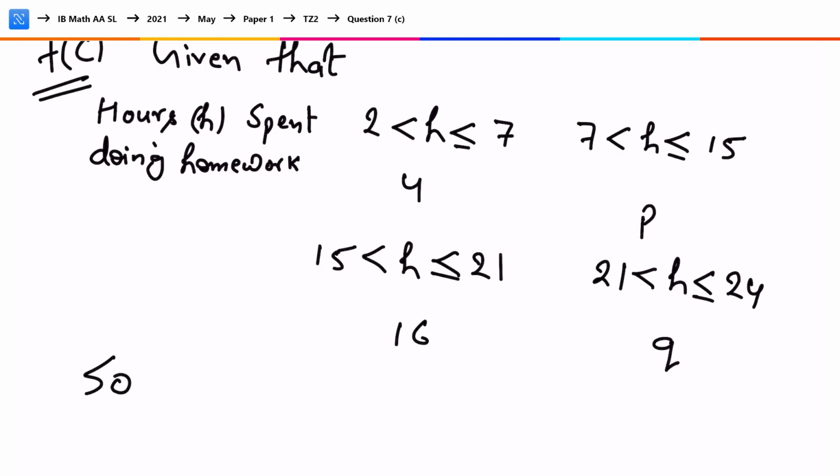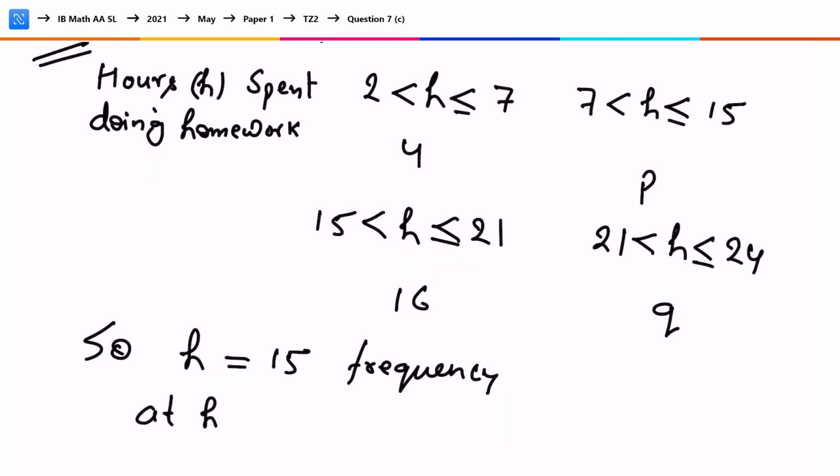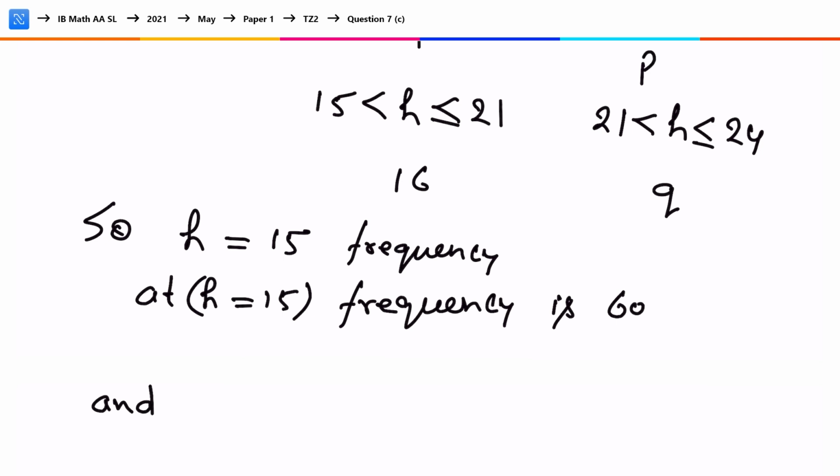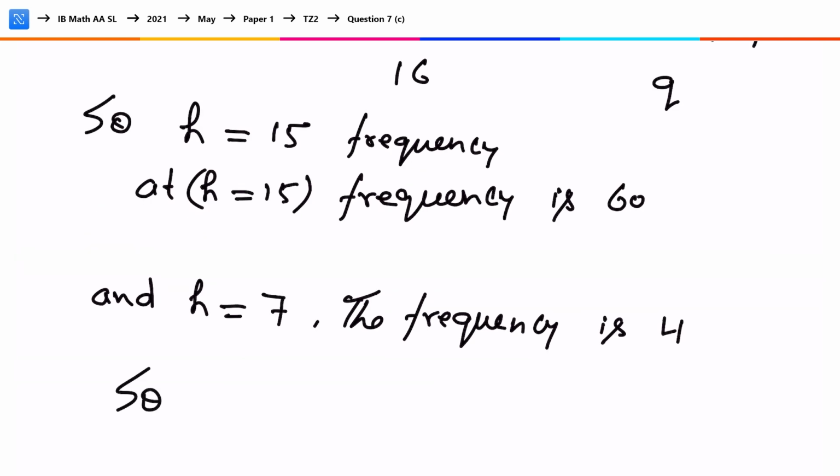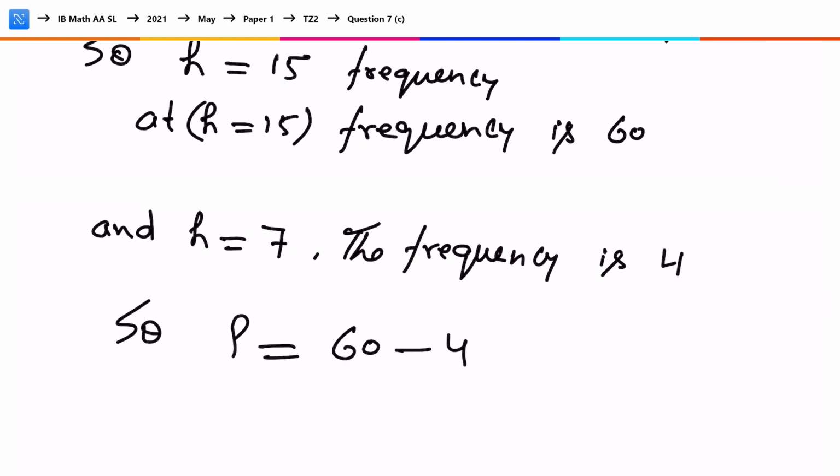Based on the problem, we know that when H equals 15, the frequency is 60. Also, when H equals 7, the frequency is 4. So to find P, we subtract the frequency at H equals 7 from the frequency at H equals 15. P equals 60 minus 4, which gives us P equals 56.